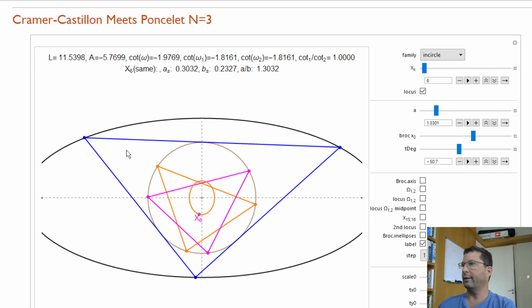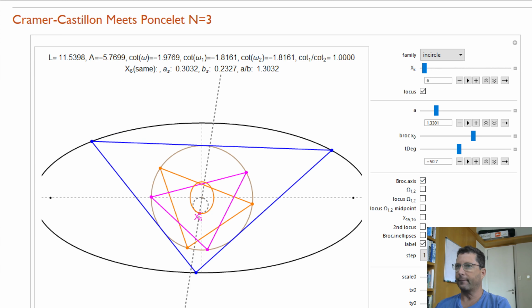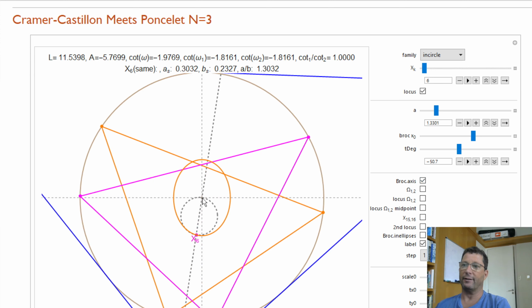Other things that you learn here is that there's a special object called the Brocard Circle. Let's go ahead and draw that. The Brocard Circle of a triangle has as its diameter the line connecting x6 to the circumcenter. Since the circumcenter is shared and the Simedian point is shared, the Brocard Circle of these two Cramer-Castillon triangles is going to be shared. Is there a radius constant over the family? No, this is not the case. We'll see this in a minute.